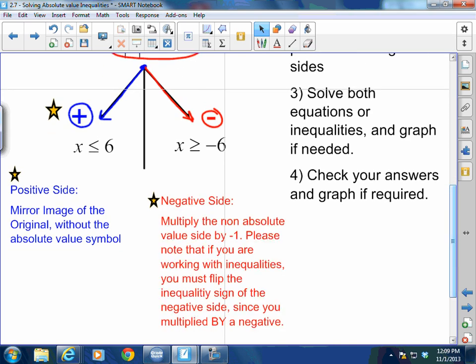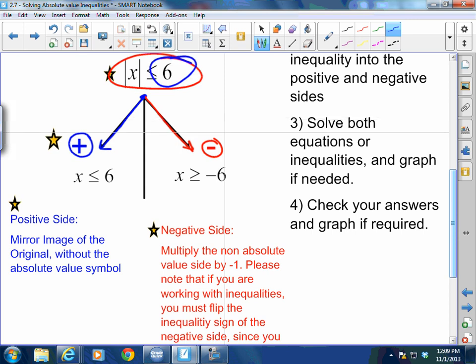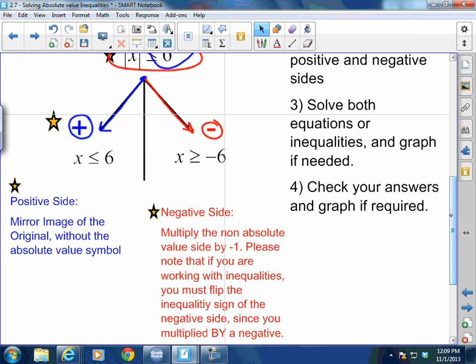Now, the negative side, my friends. For the negative side, you're going to multiply the non-absolute value side, which in this case is the 6, by -1. Please note that if you are working with inequalities, you must flip the inequality sign of the negative side since you are multiplying by a negative. Whenever I multiply or divide by a negative, don't I have to flip the inequality?